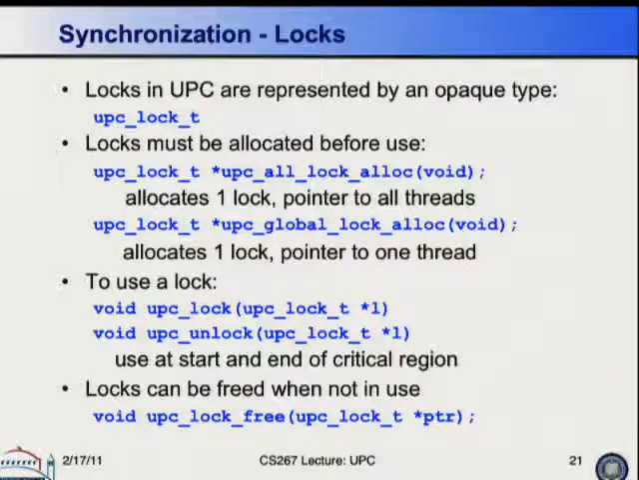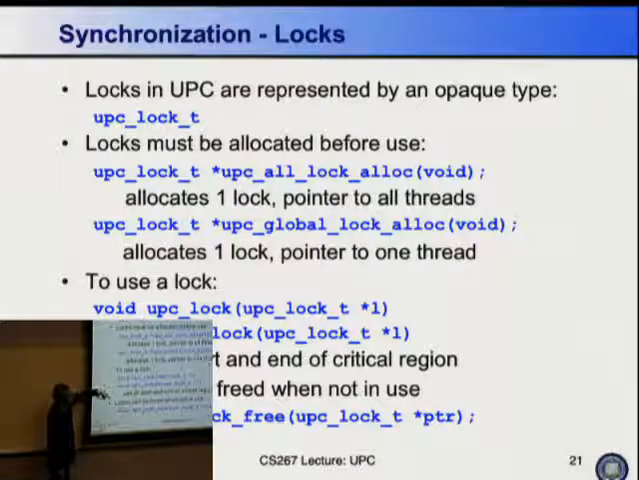And you have to allocate a lock before you use it. You can have a lock in which every thread gets a pointer to that lock, or you can allocate one in which just one thread gets a pointer back, and it may hand that pointer out to at least one other thread. Otherwise, it probably didn't need to have a lock in the first place. Then, when you use it, you just have lock and unlock statements that take in the pointer value, and then you free it up when you're done.